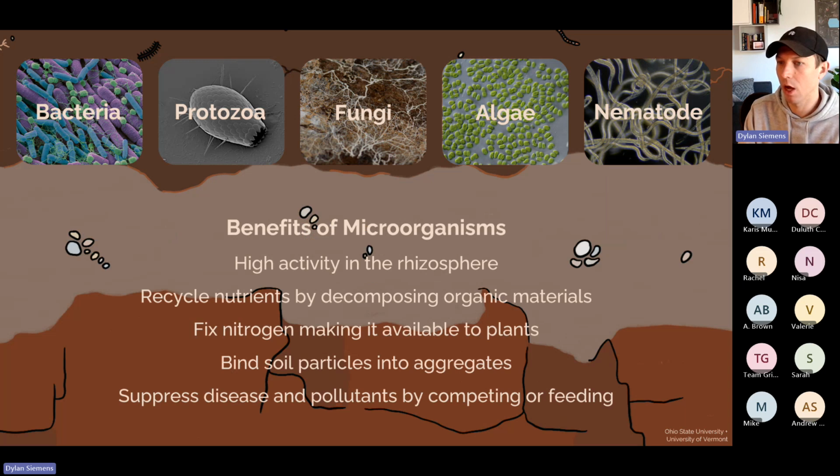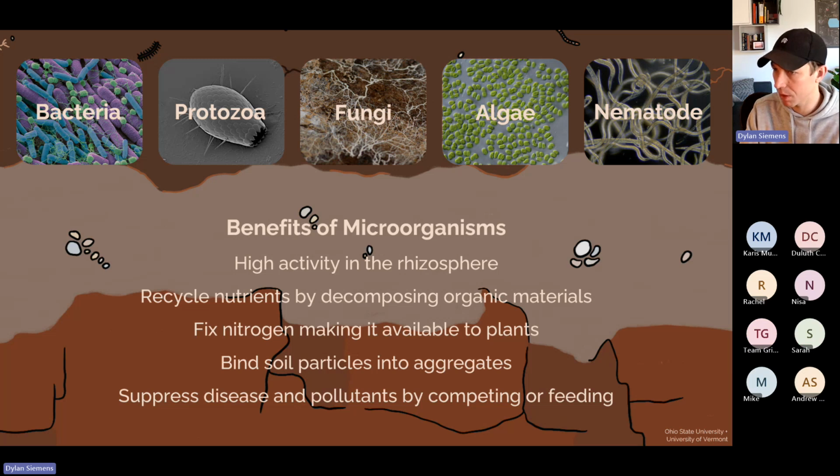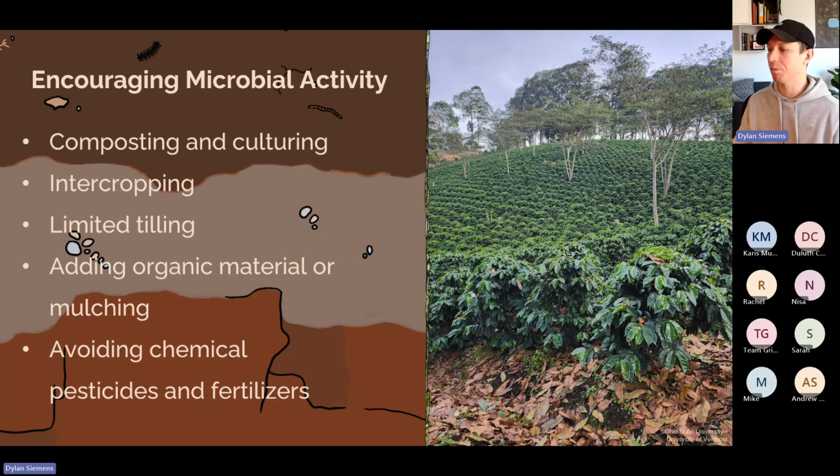If you don't have a good micro community, that can cause an imbalance of the pH in the soil. It can cause the die-off of roots, and it can allow for nutrients to run away, right? So microorganisms are really important, and something you are seeing more and more in coffee production is farmers trying to encourage microbial activity.